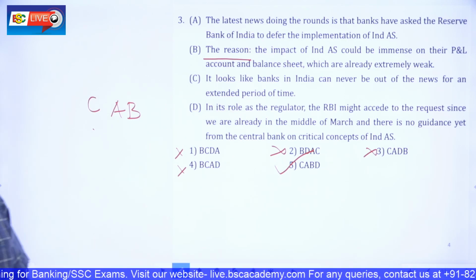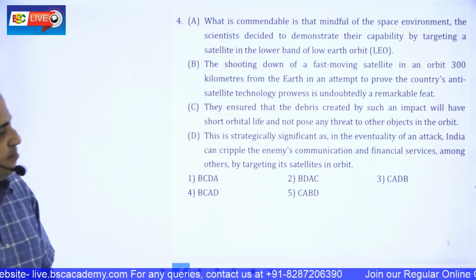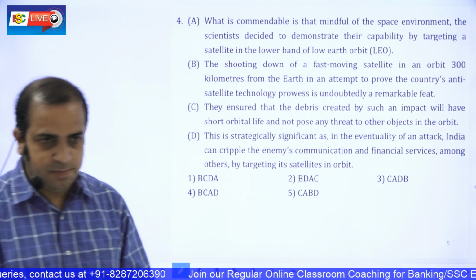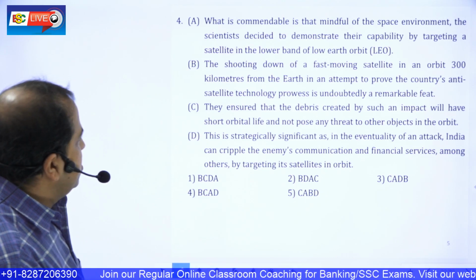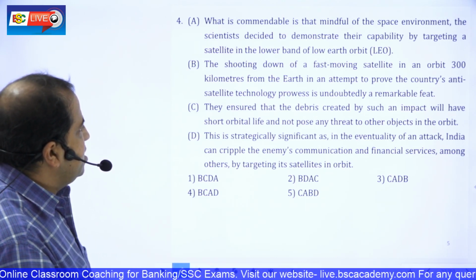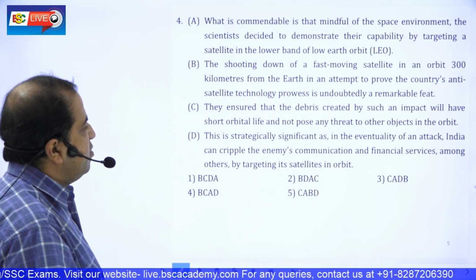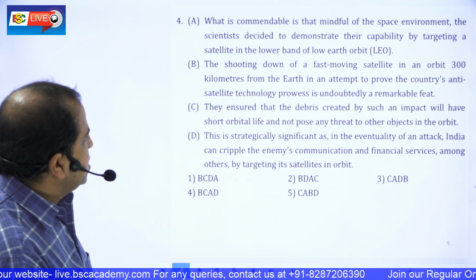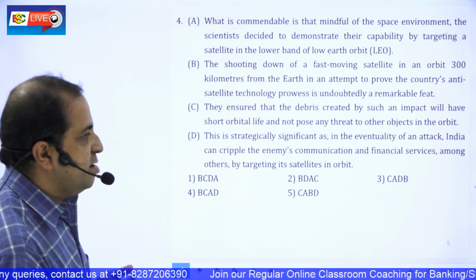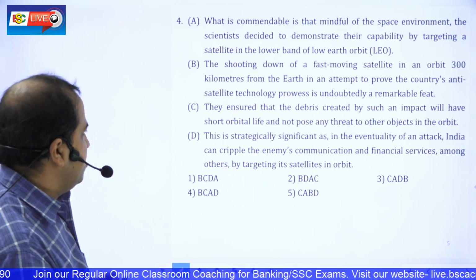Now come to question number 4. देखिए question number 4 का क्या आंसर होगा. What is commendable is that mindful of the space environment, the scientists decided to demonstrate their capability by targeting a satellite in the lower band of low Earth's orbit. Now, the shooting down of a fast-moving satellite in an orbit 300 kilometers from the Earth in an attempt to prove the country's anti-satellite technology prowess is undoubtedly a remarkable feat.